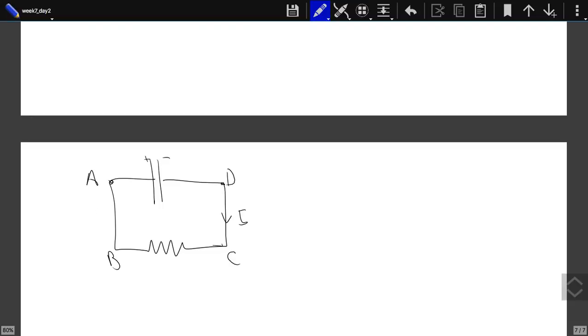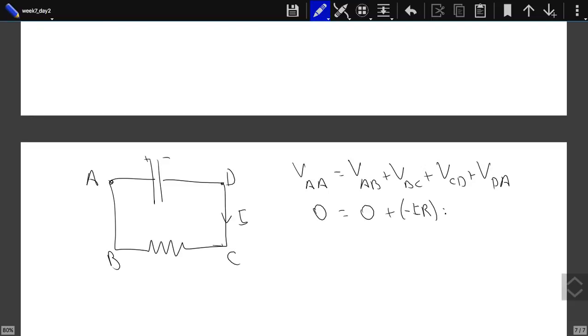Now we just use Kirchhoff's loop rule. The potential from A to A, which we can write as from A to B, from B to C, from C to D, and from D to A. So what is the potential drop from A to B? 0. Potential drop from B to C? Minus I times R. Potential drop from C to D? 0. Potential drop from D to A?